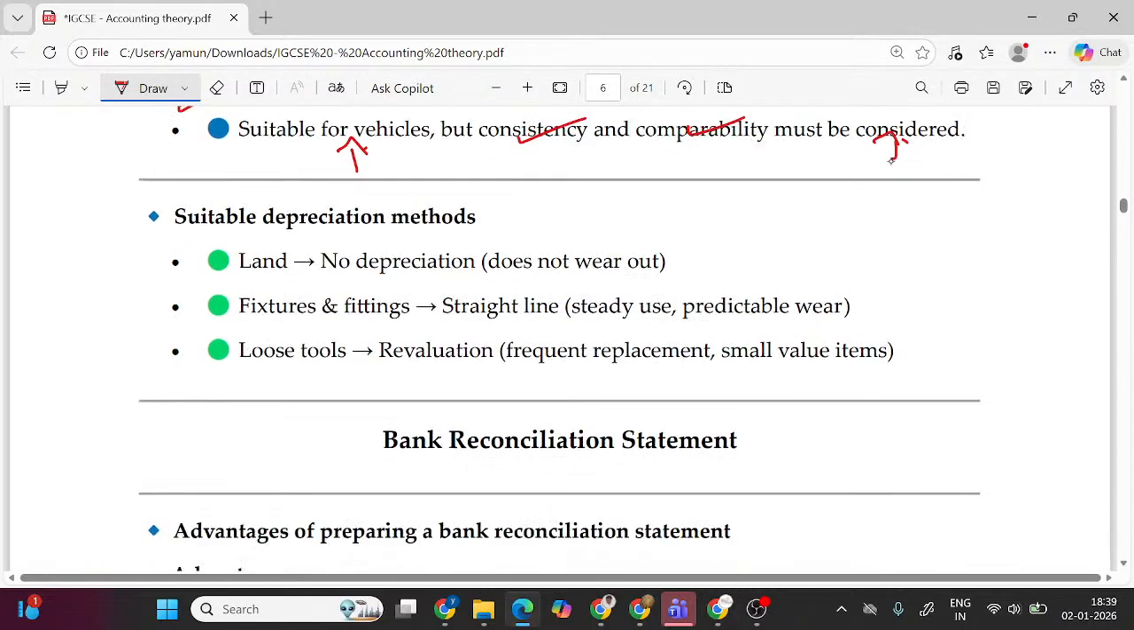What are the suitable depreciation methods when we go for land? Land is actually a non-depreciable asset. Okay, it will not wear out. Obviously, the value will be increasing. Fixtures and fittings, you can go for straight line method because it's steady use and predictable wear. Loose tools will go for revaluation method because frequently they will be replaced and they are all small value items.